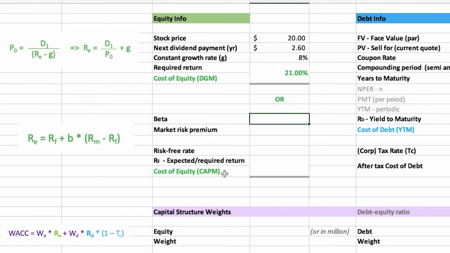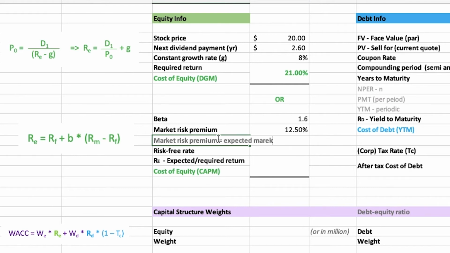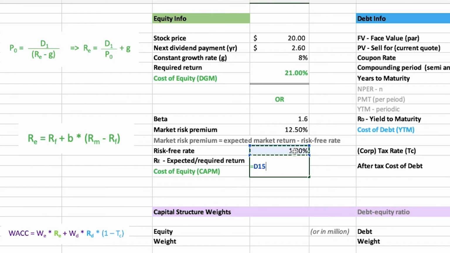Or we can use the CAPM model, which if given beta is 1.6, and if the market risk premium is 12.5%. So here, the market risk premium equals the expected market return minus risk-free rate. And risk-free rate, let's assume it's 1%. The cost of equity equals the risk-free rate plus beta times market risk premium, which is 21%.